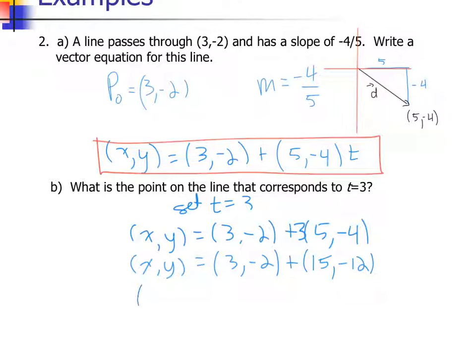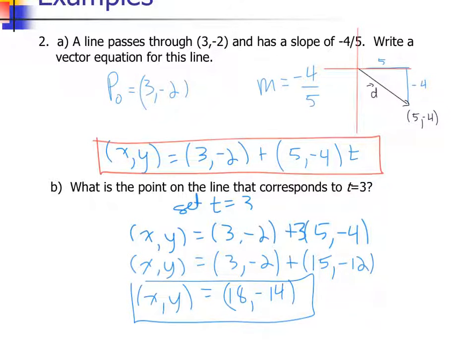Well, that means our point (x, y) is going to be, we add those two vectors, so (18, -14). So when t is 3, that is the point on the line that corresponds. So we just set t equal to 3, and then do our vector arithmetic like we know how to do, how to add, scalar multiplication and all that.